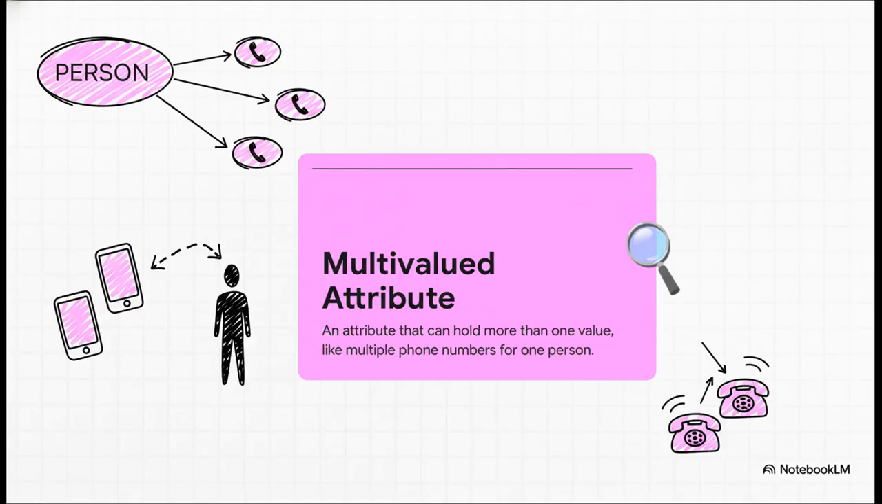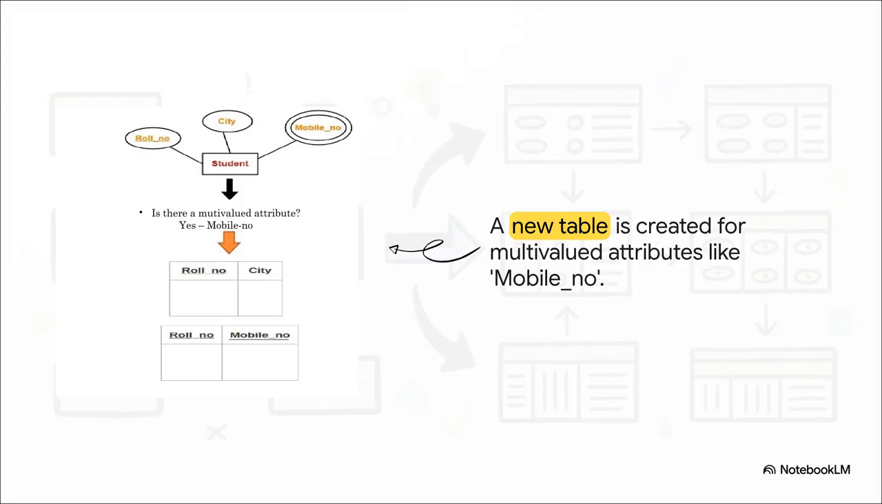All right, next up is a slightly trickier one, the multi-valued attribute. This happens when one person or thing can have more than one of the same piece of information. Just think about it. You probably have a cell phone number, right? Maybe a work number too. How do we store both of those for just one person? So what's the solution? We can't just keep adding phone number 2, phone number 3 columns. Our table would get huge and messy fast.